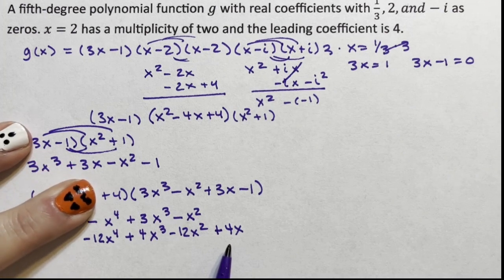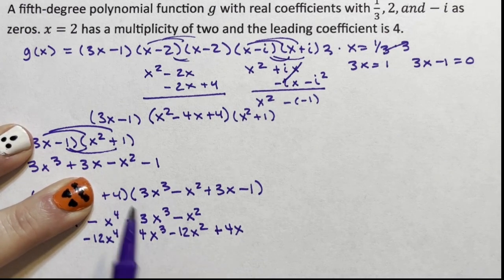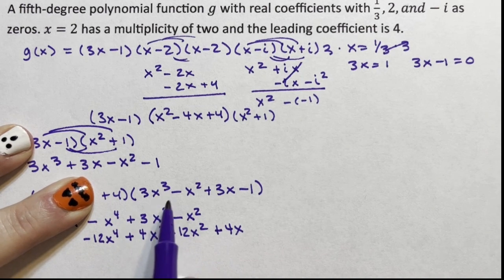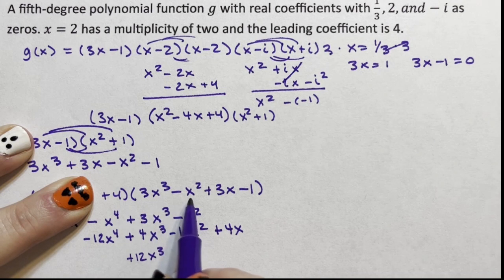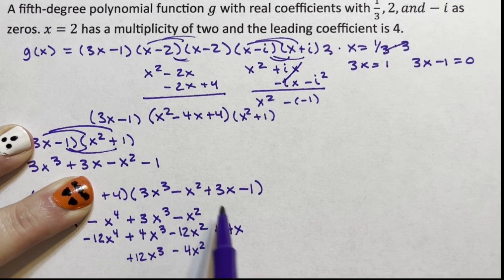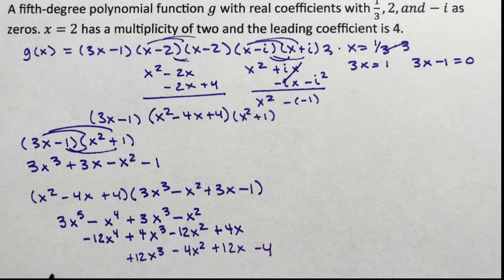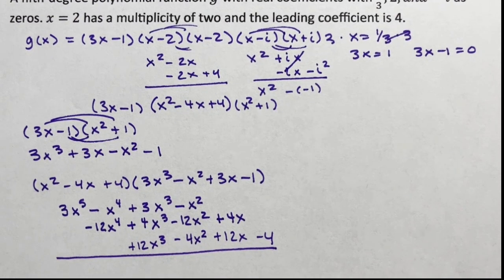All right, I'm going to cover up the 4x and go to the 4. 4 times 3 is 12, so plus 12x cubed. 4 times -1 is -4, minus 4x squared. 4 times 3 is 12, plus 12x, minus 4. I have 4, 8, 12 terms. That's what I told you we would need. Now we just add down.